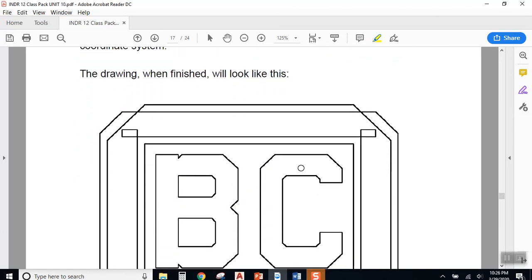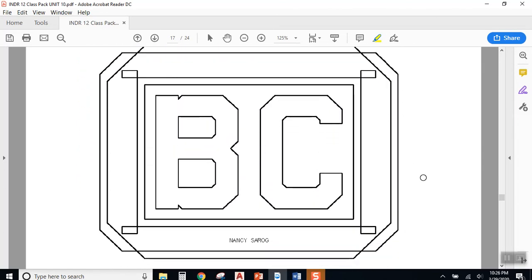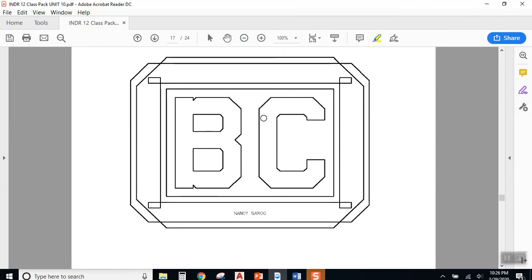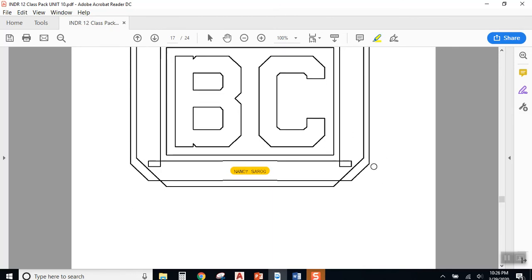So when it's all done, it will look like this. Right? We'll have BC with big block letters. We'll have a couple of flourishes and frames around them. And then down here, you're going to have your name inside the area between these 2 frames. So how are we going to get this thing done? How are we going to accomplish this?